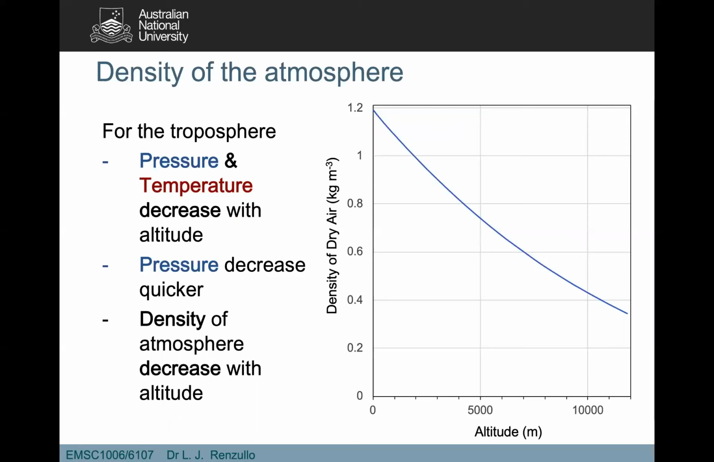What does this mean for the atmosphere? So we know that for the troposphere, both pressure and temperature decrease with altitude. But pressure decreases quicker with altitude than temperature. You'll recall from the earlier figures that pressure decreases at an exponential rate with altitude, whereas the decrease of temperature with altitude is linear. The result is that the density of the atmosphere decreases with altitude. So here on the y-axis we have the density of the atmosphere, x-axis we have altitude, and we can see that for the troposphere there's that decrease in density of the atmosphere with altitude.